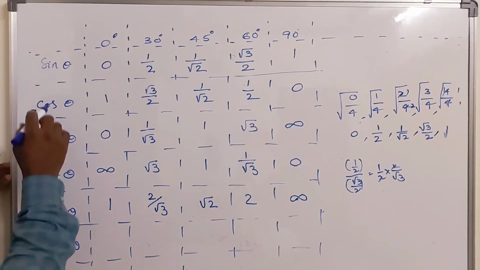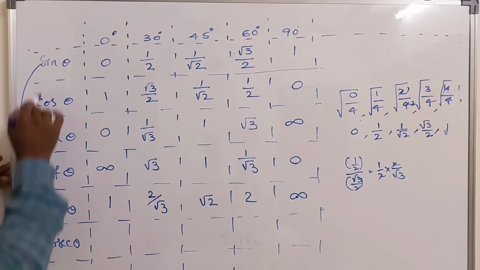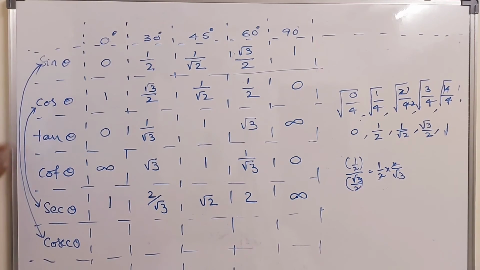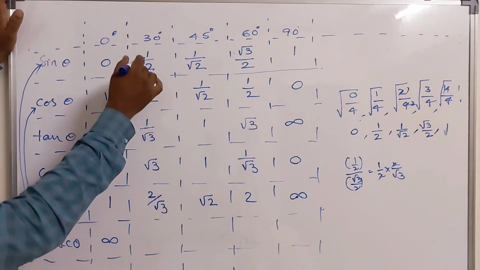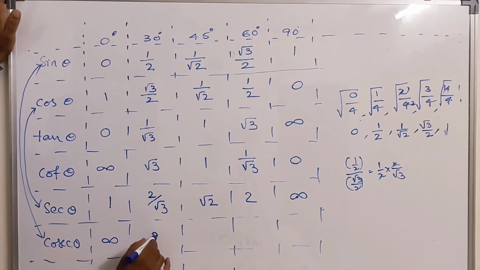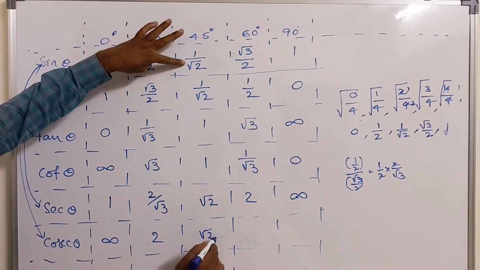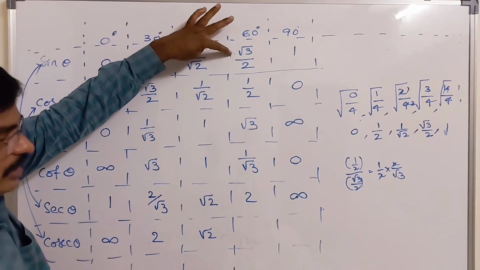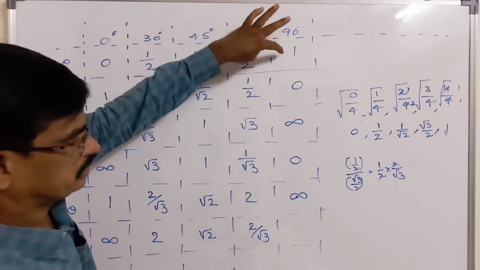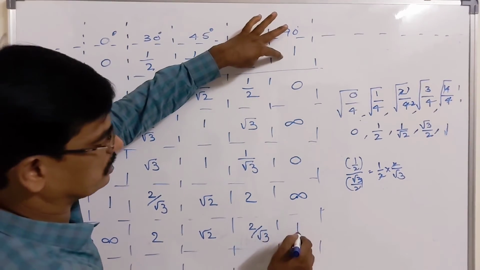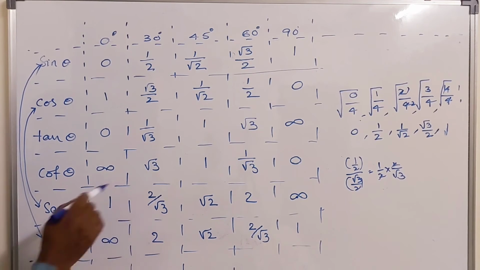Cosecant theta. See here, sine and cosecant are reciprocal to each other. So reciprocal of 0 is infinity. Reciprocal of 1 by 2 is 2. Reciprocal of 1 by root 2 is root 2. Reciprocal of root 3 by 2 is 2 by root 3. Reciprocal of 1 is 1 only.